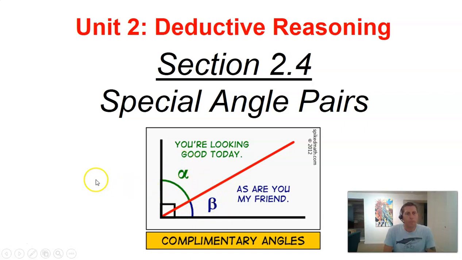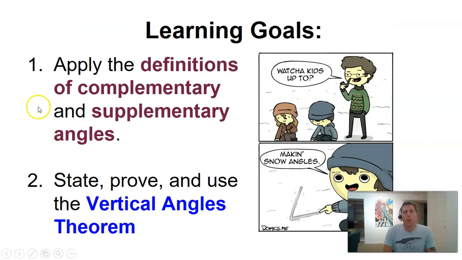All right, let's move on. Our learning goals are to apply the definitions of complementary and supplementary angles. Again, complementary and supplementary angles. These are going to be our special angle pairs. So we're going to be paying attention to those two kinds of angles.